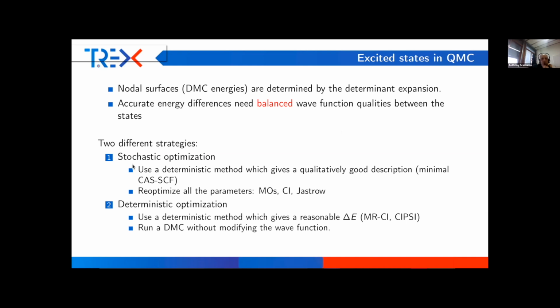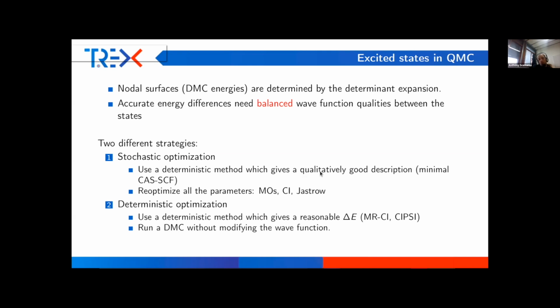The first one would be to do a stochastic optimization of the ground state and the excited state, but starting from trial wave functions that you would obtain using, for example, CIPSI or something which gives a qualitatively good description of your ground and excited state, and then you would re-optimize everything, molecular orbitals, CI and Jastrow factor, all together in QMC. So this is typically what you should have done in the exercises.